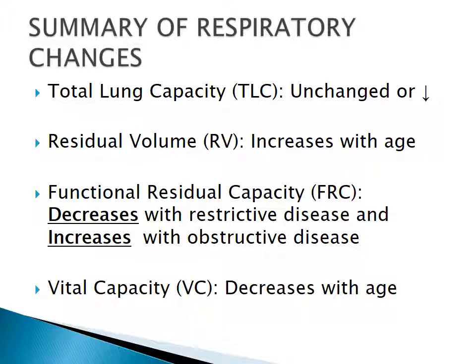Functional residual capacity decreases with restrictive disease. And what kind of stuff is restrictive? Fibrosis. Can't get air in, right? So I've got two answers for the same question. In an elderly patient, does the functional residual capacity increase or decrease? And your answer would be, it depends. If they have restrictive disease, decreases. If they have obstructive disease, it increases. What are some examples of obstructive disease? COPD, asthma. Vital capacity tends to decrease with age.